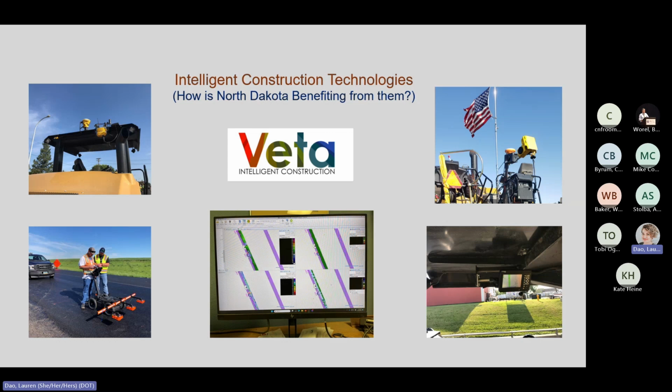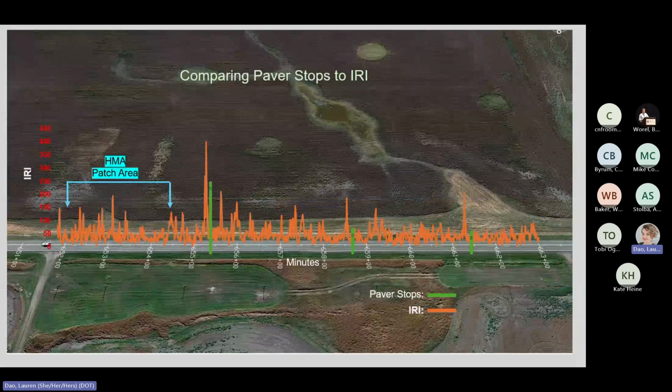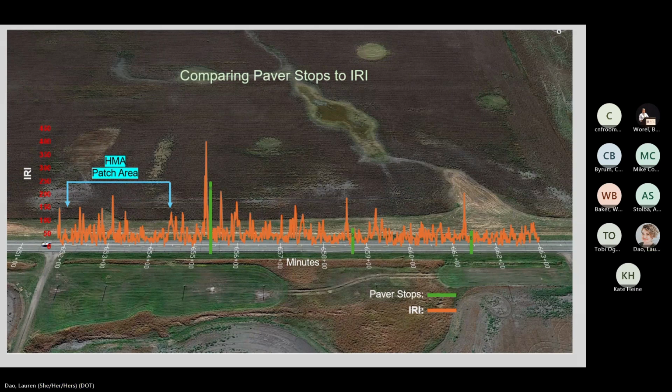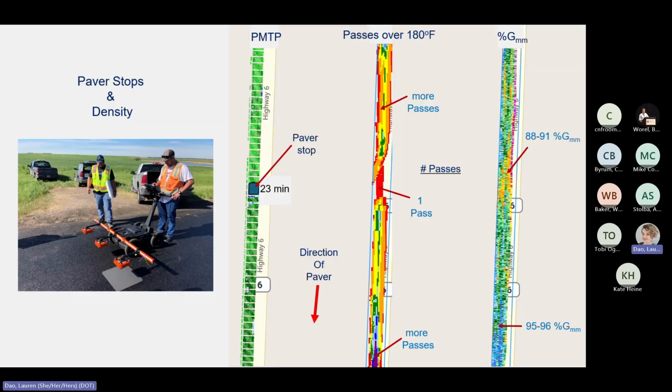Just in the area of paver stops, as we were talking about earlier, how it really does affect the ride. And you can see the IRI is spiking up in all of those areas, especially the bigger, longer duration paver stops, as well as density too. You've got your density over there in the DPS data to the right, and you can take a look at that and say, well, why is that not working out for us?